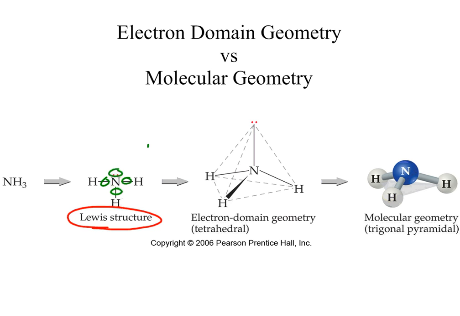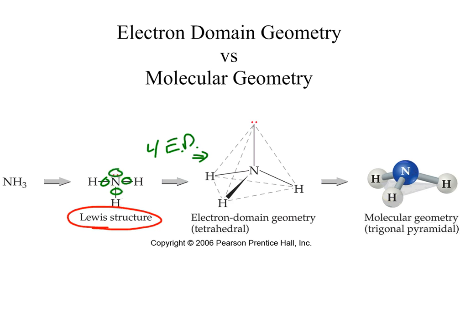And 4 electron domains is going to give us a preliminary structure of a tetrahedral. So this would be known as the electron domain geometry. Now, for the actual molecule, what we'd actually see if we saw this molecule, we wouldn't see those electrons that are on the top of the nitrogen. So if we were going to redraw this without that lone pair of electrons, we would have the molecular geometry in the final picture.